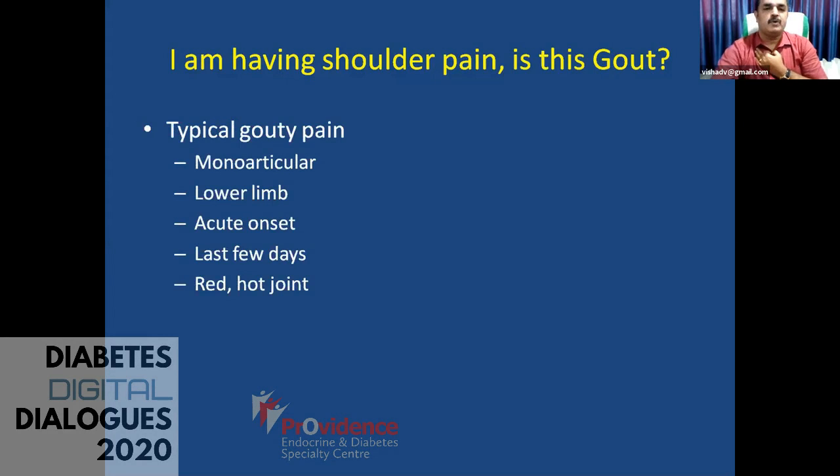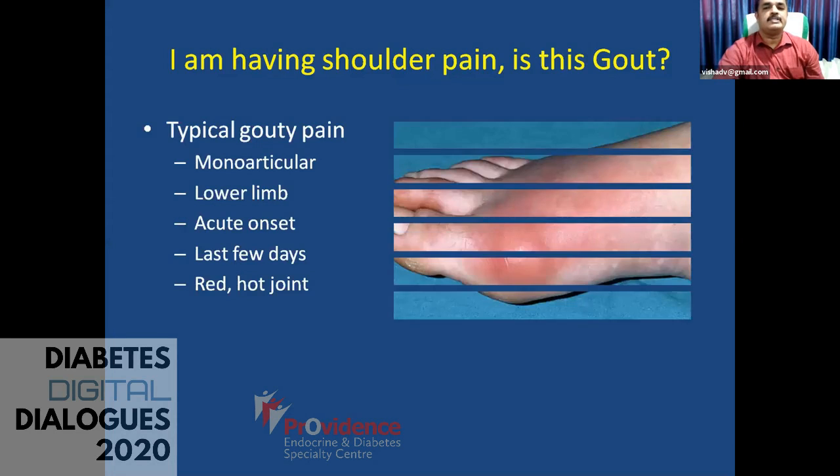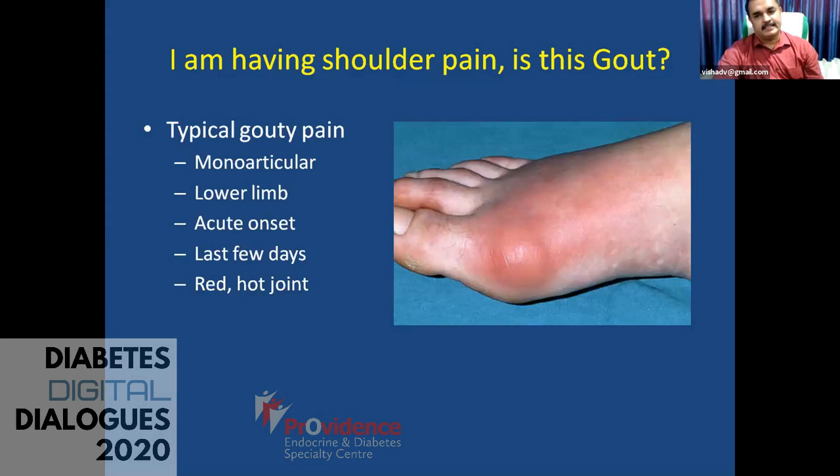Now, what we need to know is that the typical gouty pain is very classical. It is monoarticular. It usually affects the lower limb alone, that is either the knees or the first MTPs. It has a very acute onset and it lasts only a few days. Even if you don't treat it, it disappears in about 3-4 days, and the joint is often very red and hot like this. So the typical gouty pain is an acute onset pain, typically lower limb predominant, with extreme signs of inflammation, and even if you don't treat it, it disappears in about 4 to 5 days.